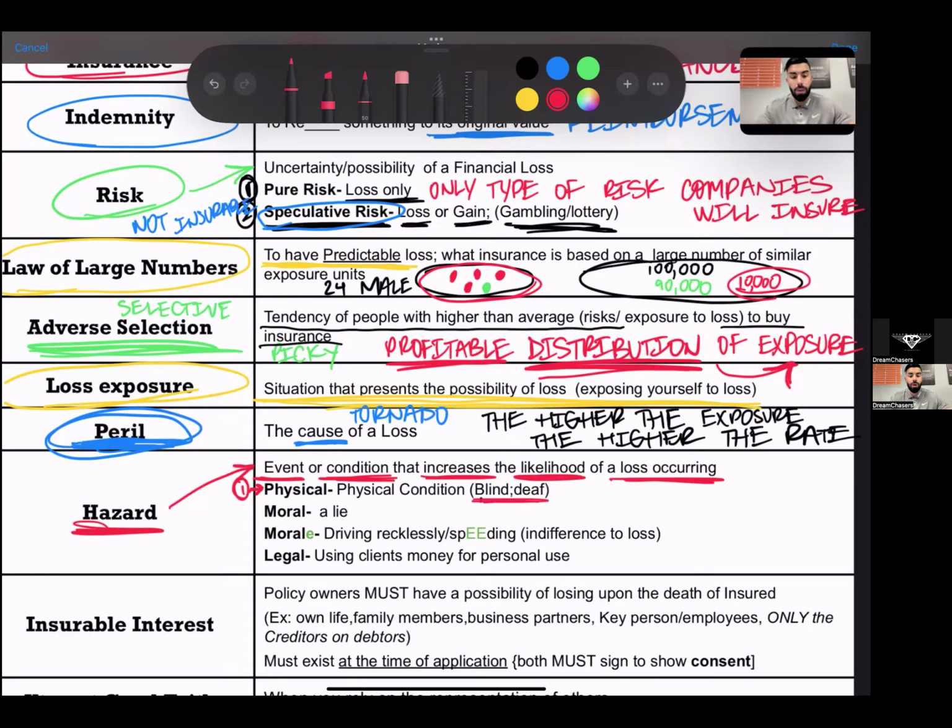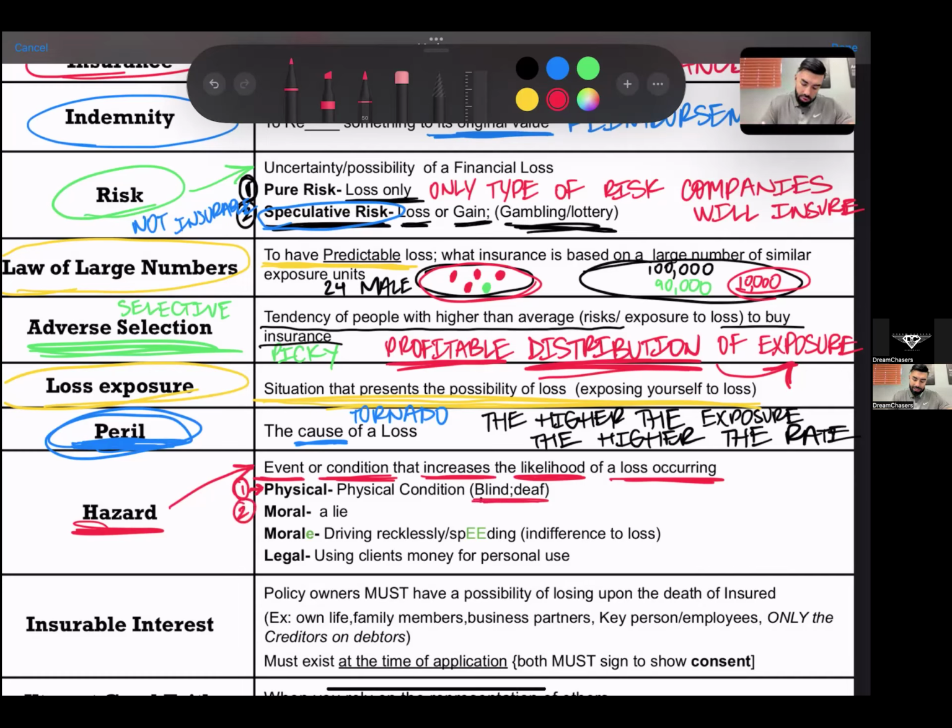Let's say you're blind, you're walking down the street, crossing the street, and a car is coming. Obviously, the person is blind, so the person does not see the car coming. The car hits the blind person and they pass away. Now there's a loss. That would be an example of a physical hazard.